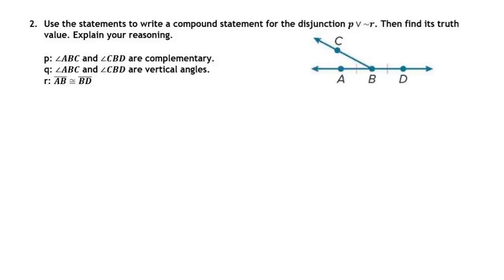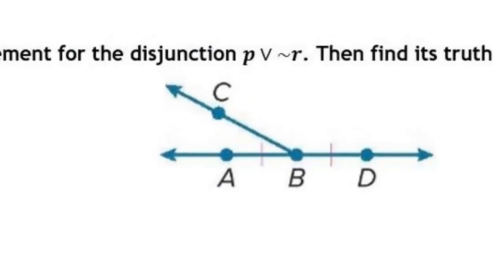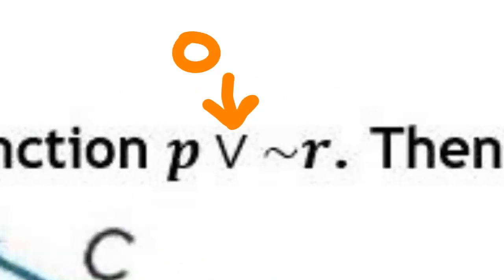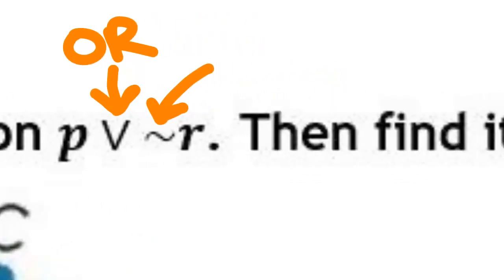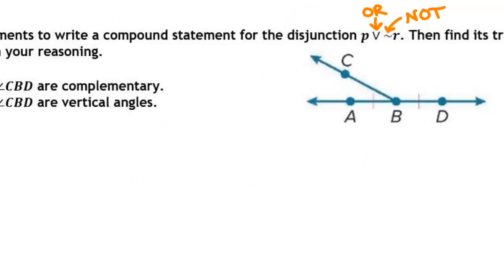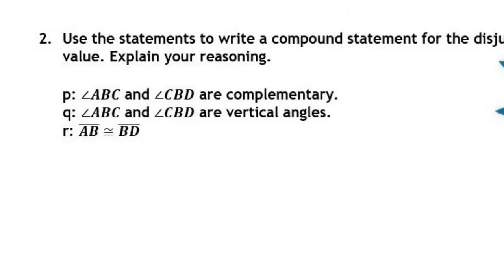Number 2, use the statements to write a compound statement for the disjunction. Ooh, let's look at these symbols here. We have P, and then we have the arrowhead that points down. What does that mean? Or. And then the squiggle in front of the R means what? Not. So P or not R. Well, let's look at these statements. We'll decide whether the statements are true or false. Then we'll write our compound statement. And then we'll decide whether the compound statement is true or false.